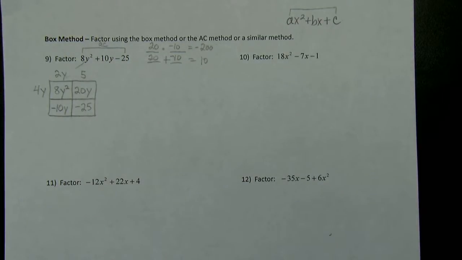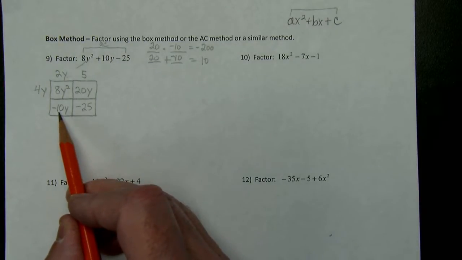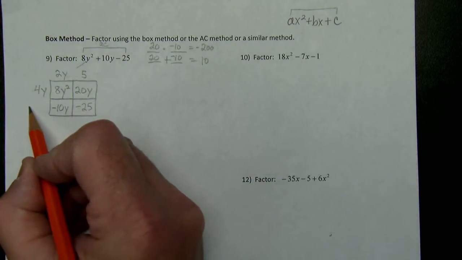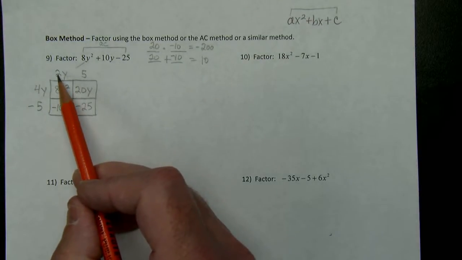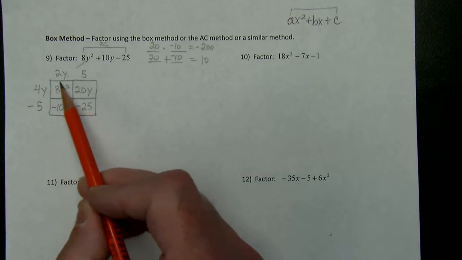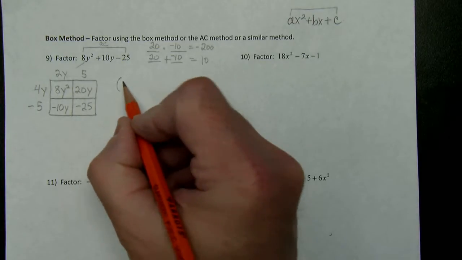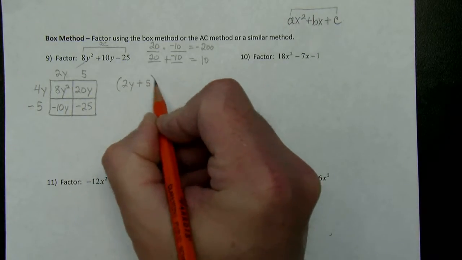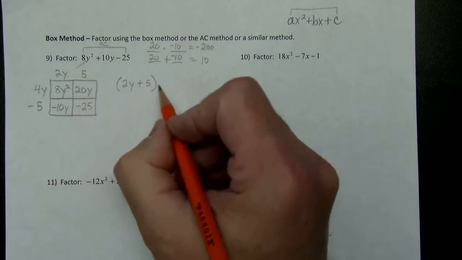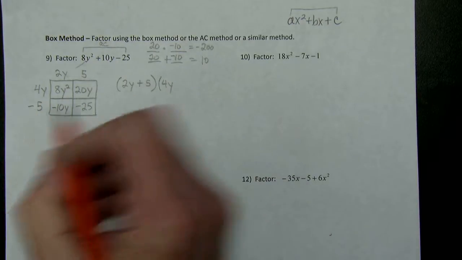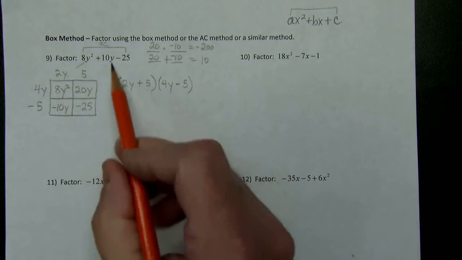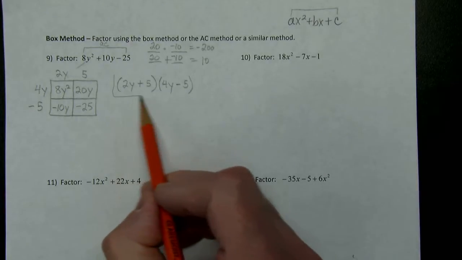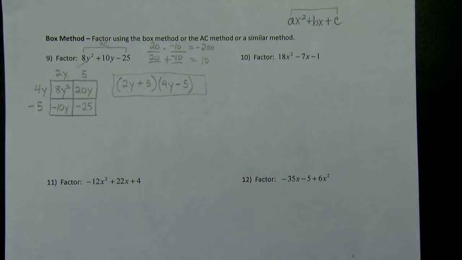I can take out the 5, but if the first term in that row or column is negative, take out the negative too. So I've got negative 5 down there. Then the way that trinomial factors is by putting these back together into binomials. 2y and 5 are both positive, so we write it as 2y plus 5. In this case, the 4y is positive, but the 5 is negative, so we write it as 4y minus 5. If you FOIL this back out, you'll get what you started with. So this is the correctly factored way to do that.